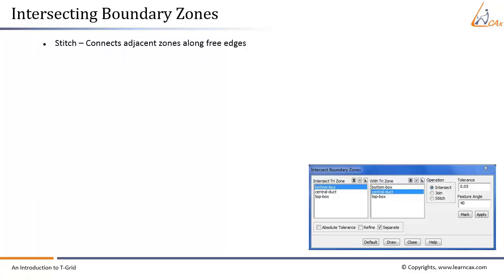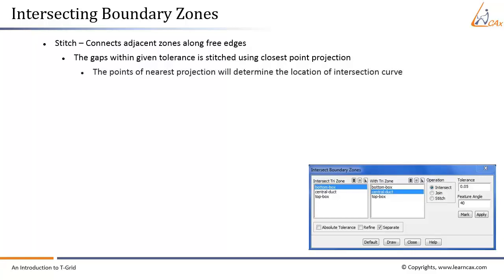Stitch. Stitch operation connects the adjacent zones along free edges. The gaps within given tolerance is stitched using closest point projection. The points of nearest projection will determine the location of intersection curve. See the following example to understand the effect of stitching operation.